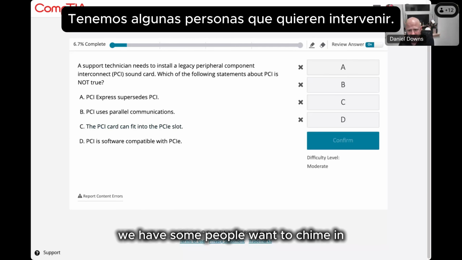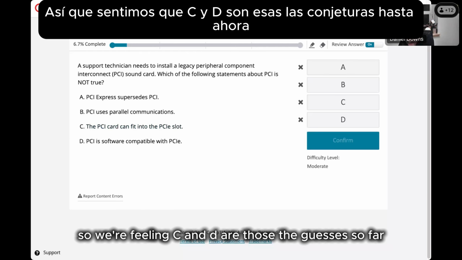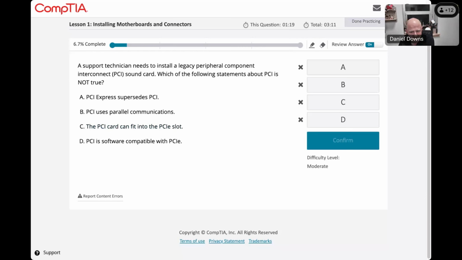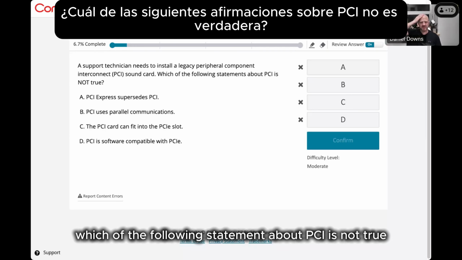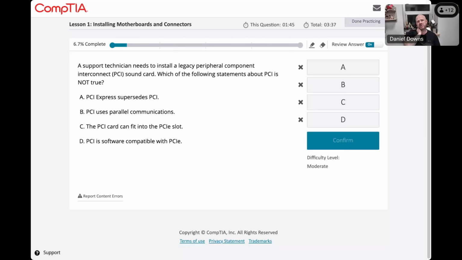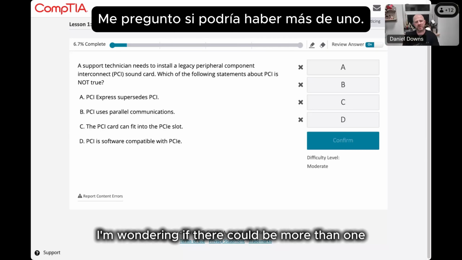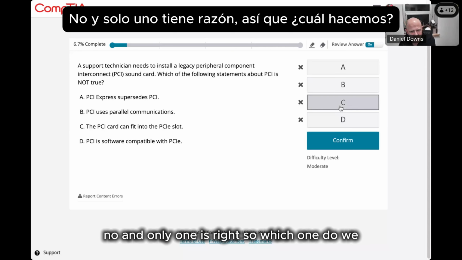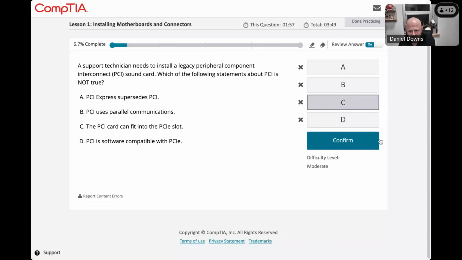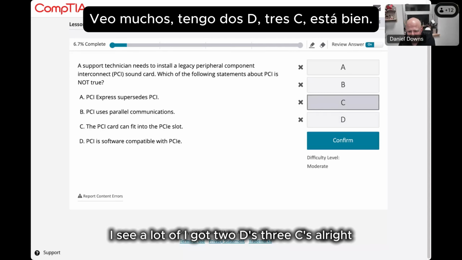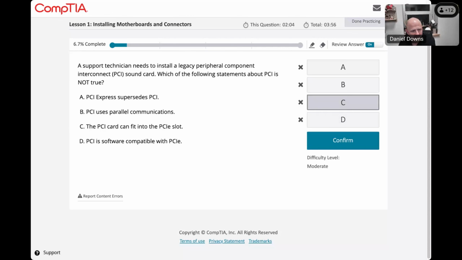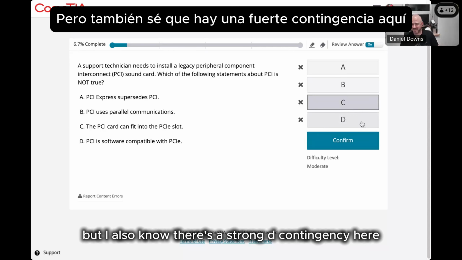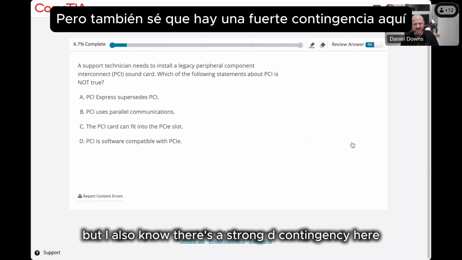We have some people who want to chime in. So we're feeling C and D. Are those the guesses so far? C and D. PCI is software compatible. All right. Which of the following statements about PCI is not true? I'm wondering if there could be more than one. So I'm going to click C. And can we click D? No, only one is right. So which one do we go with? I see a lot. I got 2 Ds, 3 Cs. All right, we'll go with C and we'll see what happens. But I also know there's a strong D contingency here.